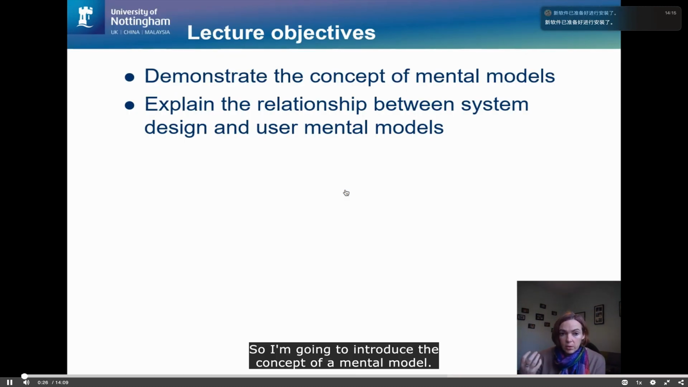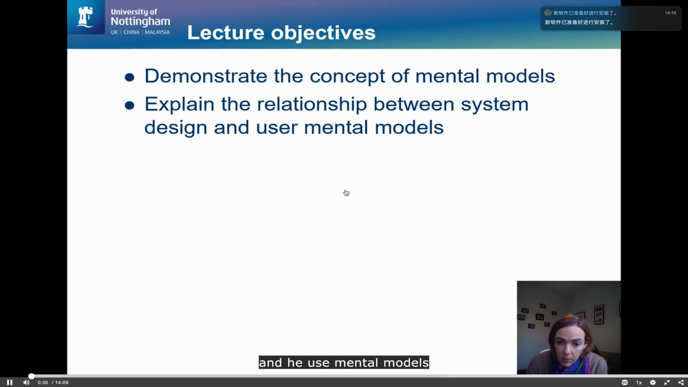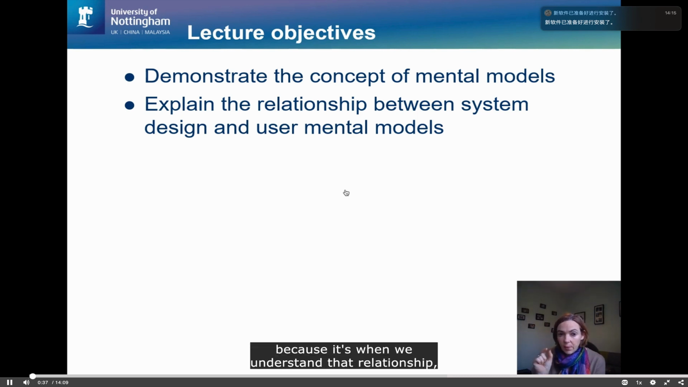So I'm going to introduce the concept of a mental model, and I'm going to explain the relationship between system design and user mental models, because it's when we understand that relationship we can understand more clearly what it is to influence mental models and why it's important to consider in cognitive ergonomics in design.